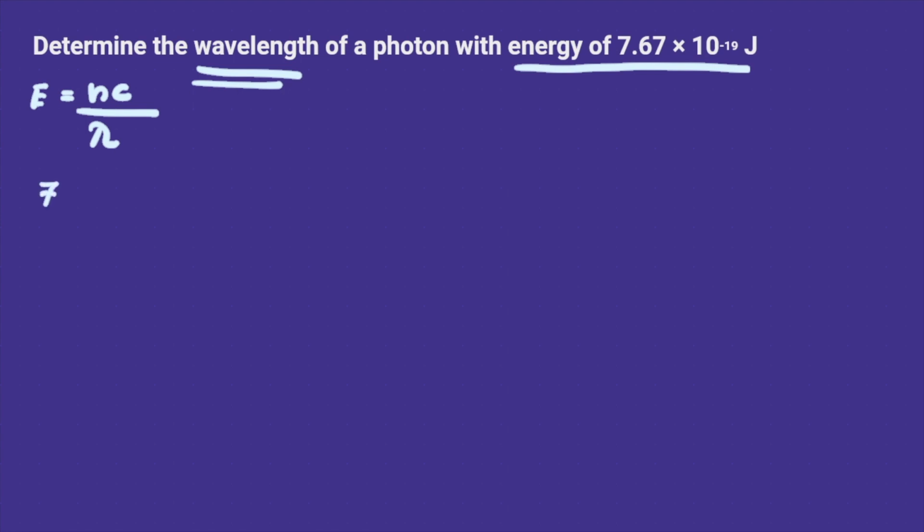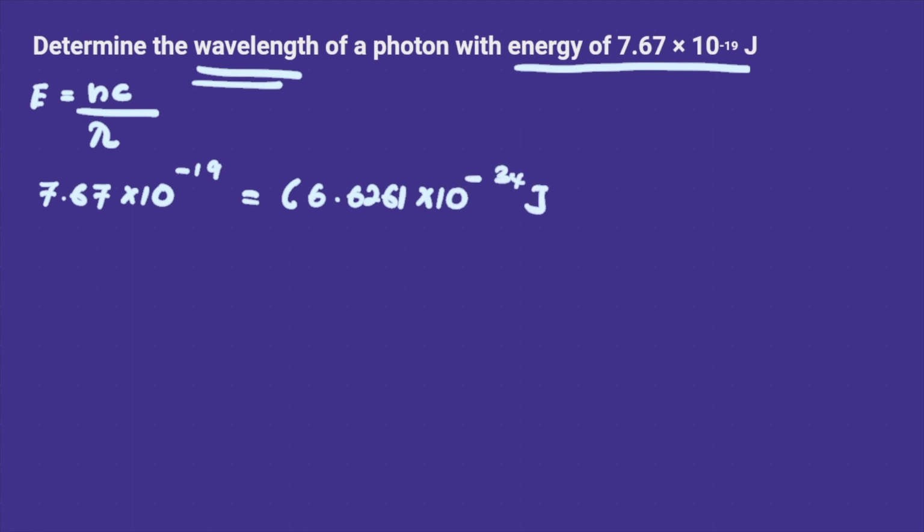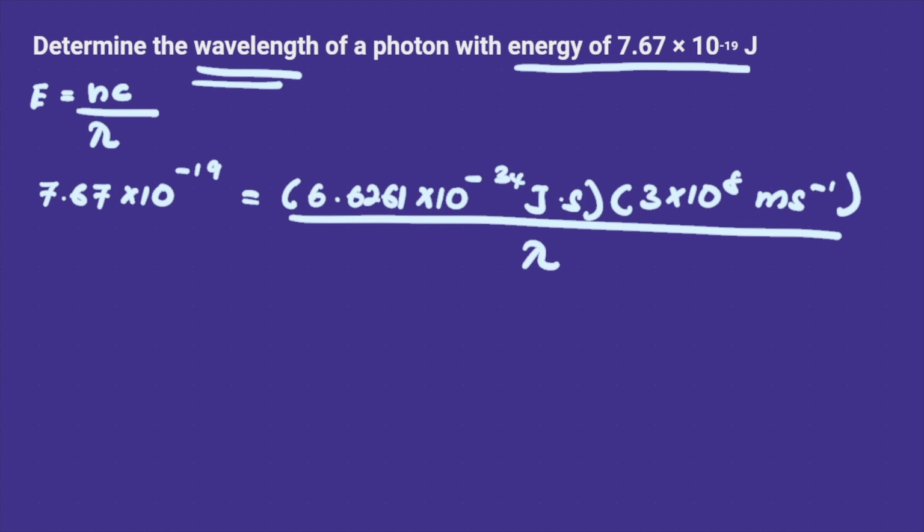So your E is equivalent to 7.67 times 10 to the power of negative 19. The Planck constant is 6.6261 times 10 to the power of negative 34 joule second. And then your speed of light is equivalent to 3 times 10 to the power of 8 meter per second. You need to divide by the wavelength. So here you can find your wavelength, we just have to swap the values.